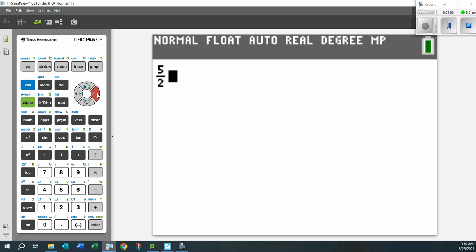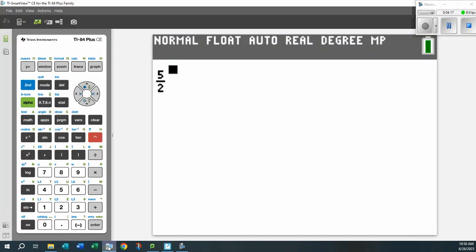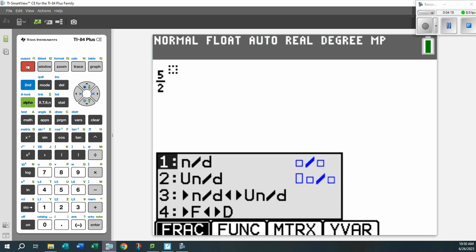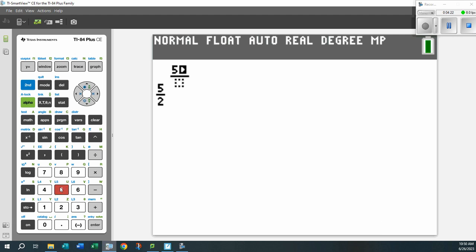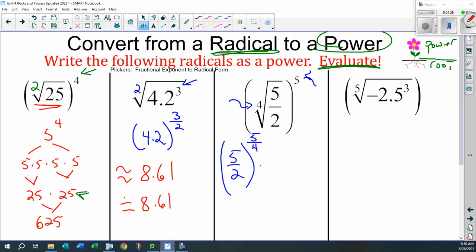And you're going to raise this whole thing up to the power of 5 over 4. Okay, so 5 over 4. Alpha, F1, there's your fraction, 5 over 4. There we go. Let's see what happens. Punch it. Boom. And you get 3.14. Holy smokes. 3.14 kind of looks a little bit like pi, doesn't it? 3.14. All right. Cool. Absolutely cool.